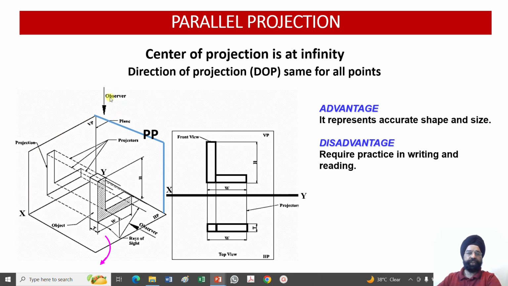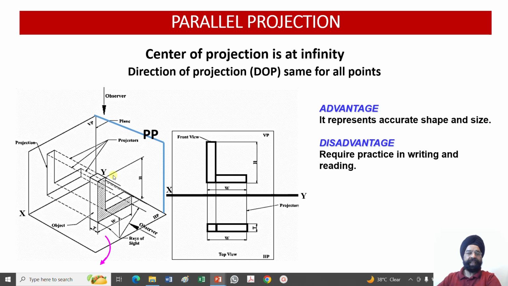Similarly, if we view the object from the top, the view obtained from the top upon the object will be obtained on the horizontal plane. This is HP, or the horizontal plane. So this view is called the top view of the object. Similarly, if we view this object from the side, the view obtained on the profile plane will be called the side view. Since we are viewing from the left hand side, the view obtained on the profile plane will be the left side view.